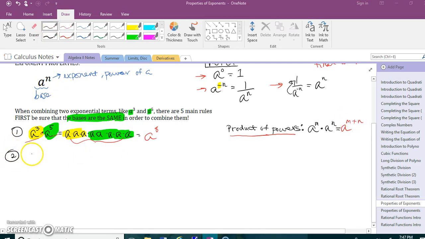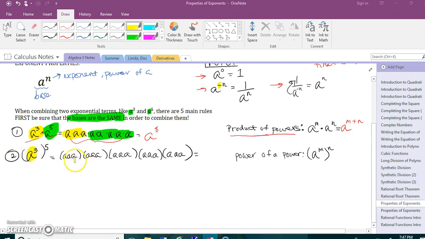Rule number 2: if I have a to the 3rd, to the 5th, what that really means is I have a cubed, which is a times a times a, 5 times all multiplied, and you're going to end up with 15 a's. The way you get that without writing it all out is by multiplying your exponents. This is called a power of a power, and hopefully that name makes sense because I have a power of a power. So I multiply my 2 powers, just like here, 3 times 5 is 15.